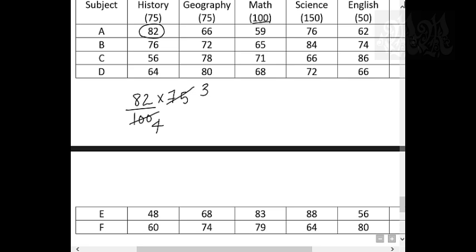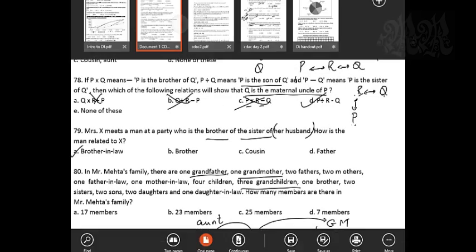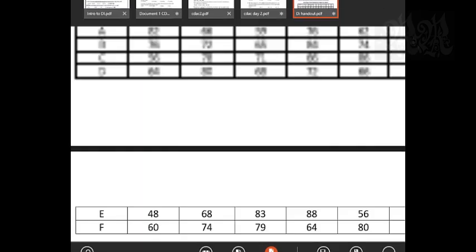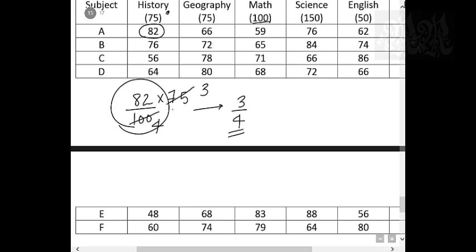Now henceforth, we will not do everything this way for everybody else. We will keep a multiplier of 3 by 4 for 75. For 75 marks, your multiplier will be 3 by 4. This 75 again, 3 by 4. What will be the multiplier for 100? 1, the same marks. If you got 59% of 100, you've got 59 marks.